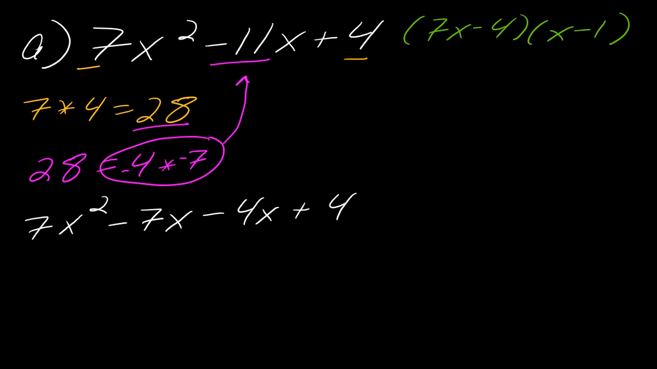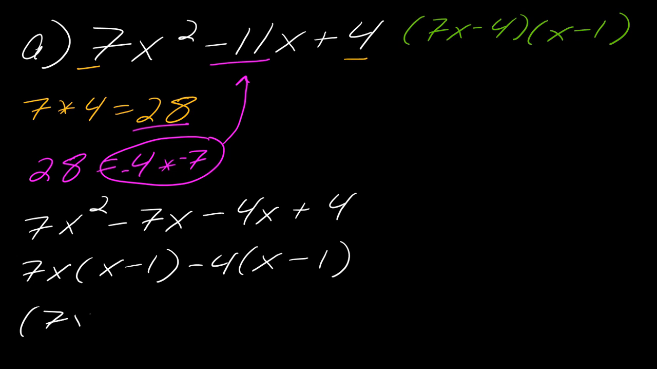And now I can use grouping. So out of these first two terms, I can factor out the 7x, and that's going to leave me with x minus 1. Now be careful in the second one. Out of the second two terms, I'm going to factor out negative 4, which is going to flip all the signs. So the first term becomes positive, and the second term becomes negative. And now I can see that I've got the same thing in both sets of parentheses. So this becomes 7x minus 4 and x minus 1. And hey, that's exactly what we found, right?